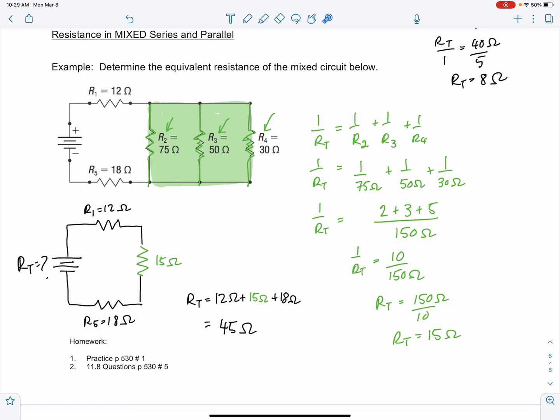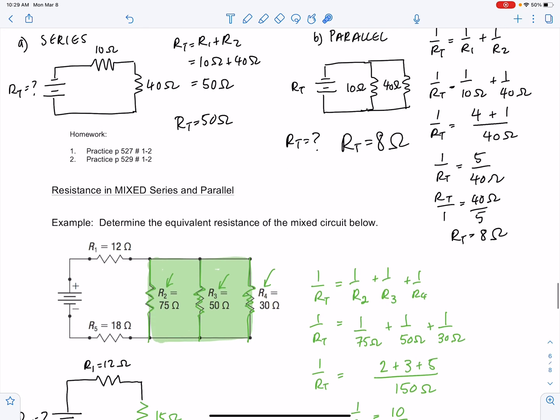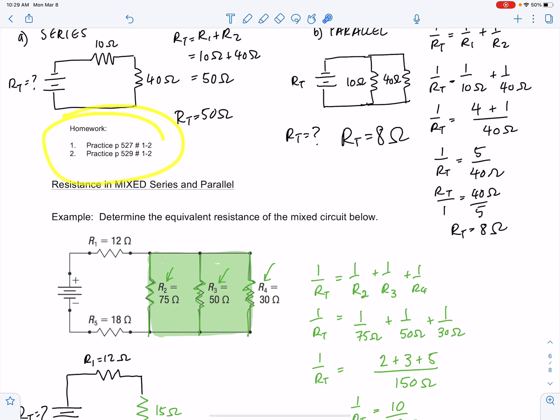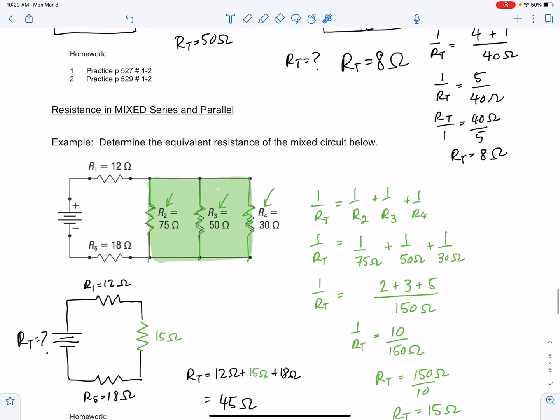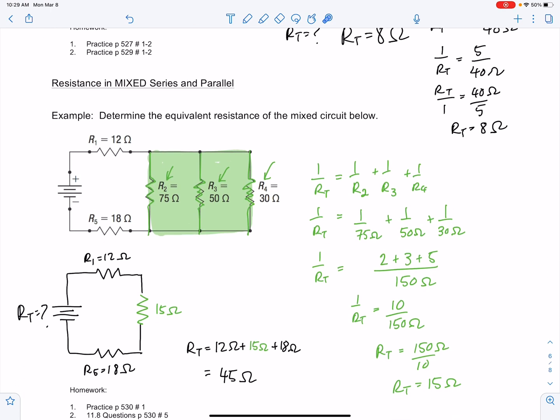Now for homework, make sure you try these practice problems on page 530, as well as these 2 sections of homework questions from pages 527 and 529. Also complete any LMS quizzes corresponding to this section.